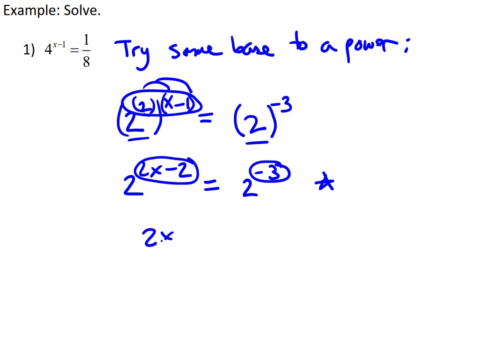So this would become 2x minus 2 equals -3. And now it's a much simpler algebraic equation to solve. If we add 2 to both sides, we'll simply get 2x equals -1, and then divide by 2 to get x equals -1/2.